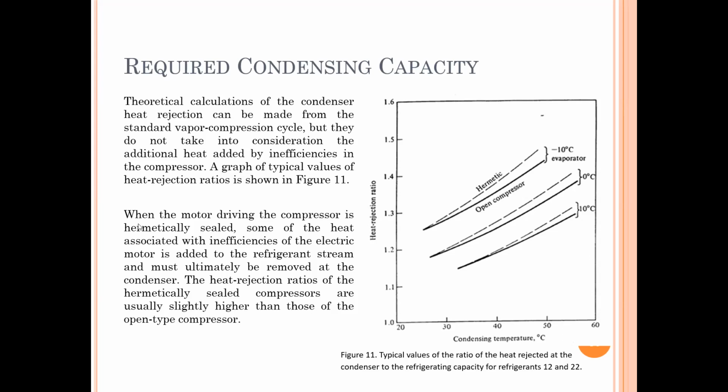Okay? When the motor driving the compressor is hermetically sealed, some of the heat associated with inefficiencies of the electric motor is added to the refrigerant stream and must ultimately be removed at the condenser. So, the heat rejection ratios of the hermetically sealed compressor are usually slightly higher than those of the open type compressor. Yan ang dahilan yan.